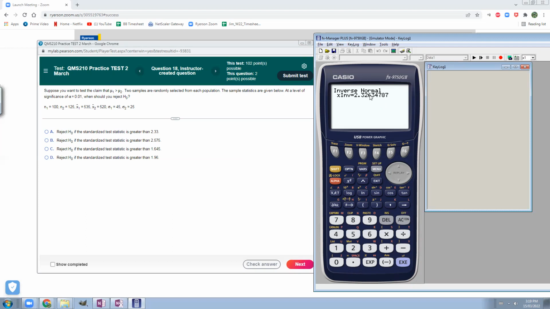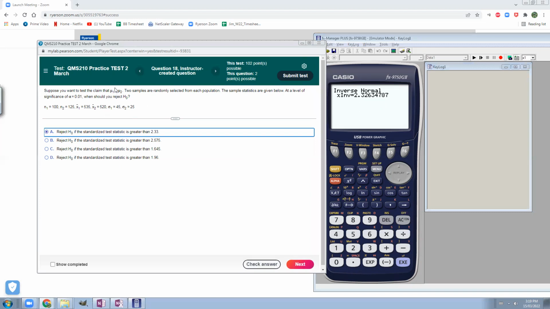So what are we going to do? We're going to reject the null hypothesis if the test statistic is greater than 2.33. That's because we have a greater than here. If this was one tail on the other side, if it was a less than, then we would have to go for like a negative and a less than. But this is just a right tail test. We have greater than 2.33, and that's our answer. And that's question 18.